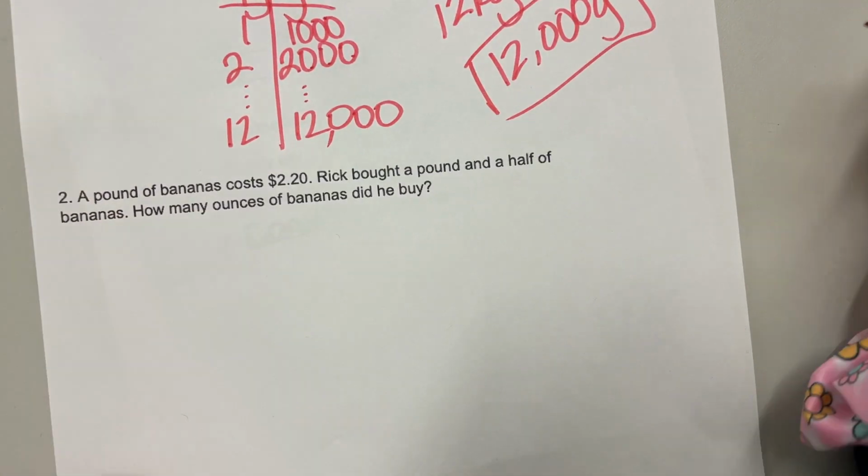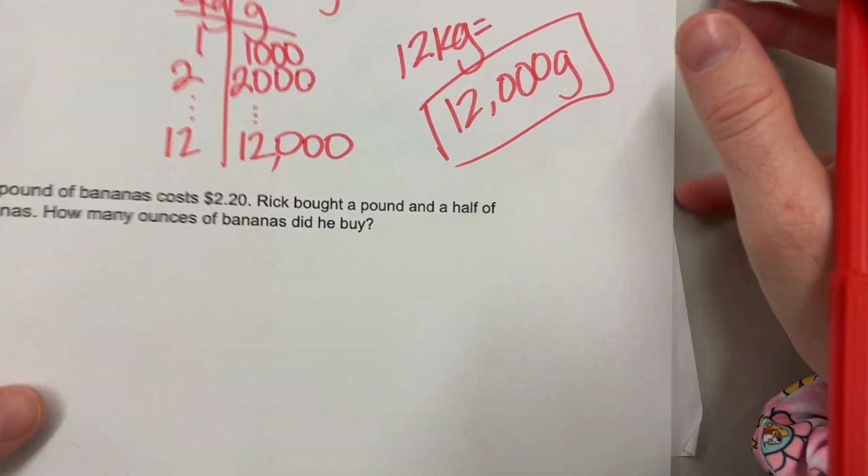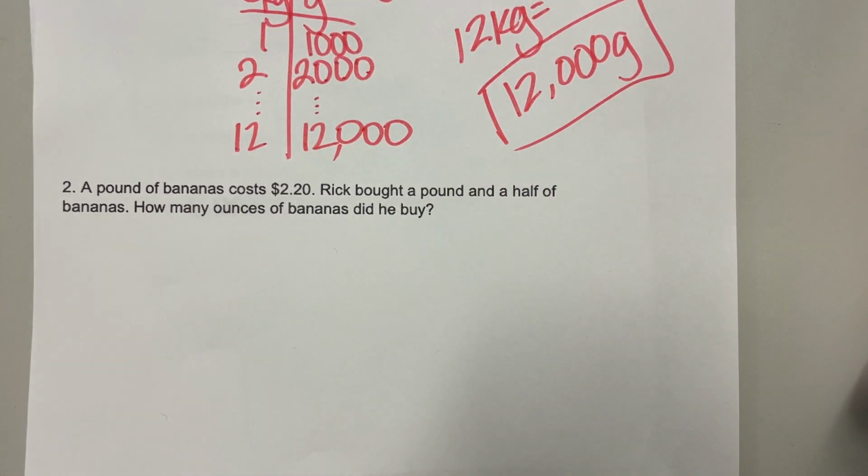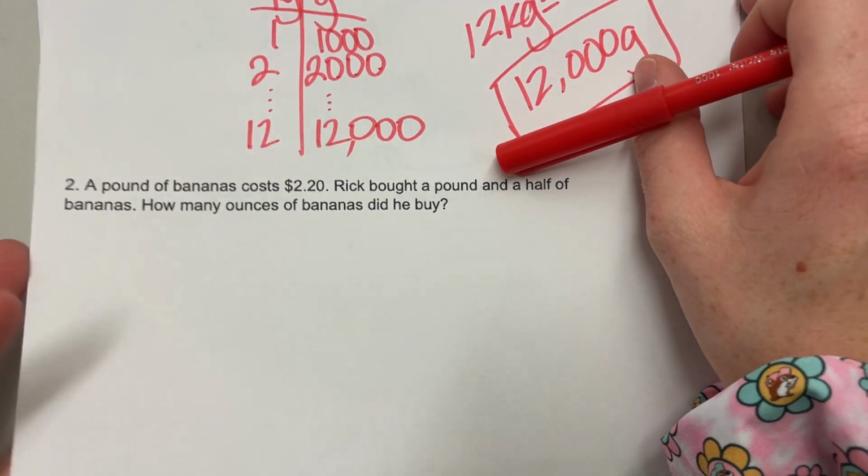Okay, our next problem says, first off, we're going to review the steps. We're going to read that word problem. A pound of bananas costs $2.20. Rick bought 1.5 pounds of bananas. How many ounces did he buy?